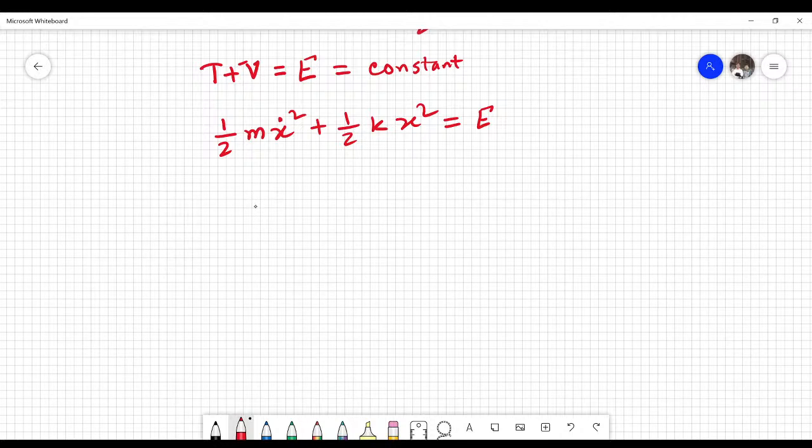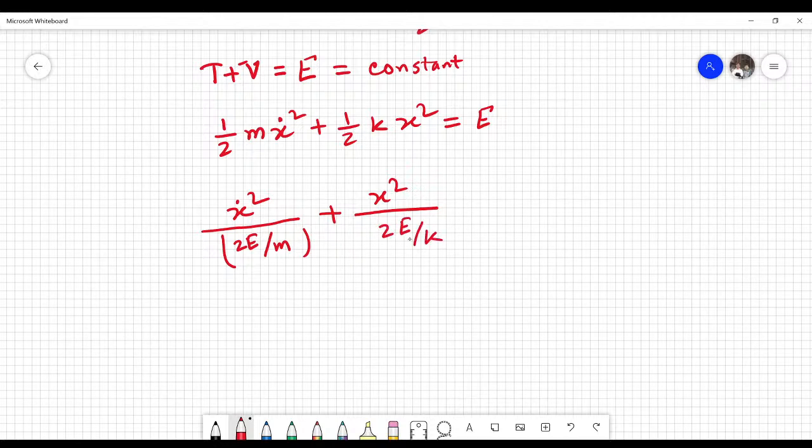To do that, let's consider dividing the whole equation by E, and by doing that you can write it like this: x dot squared divided by 2E by m plus x squared divided by 2E over k equals 1.